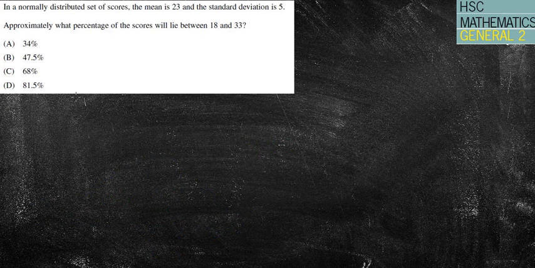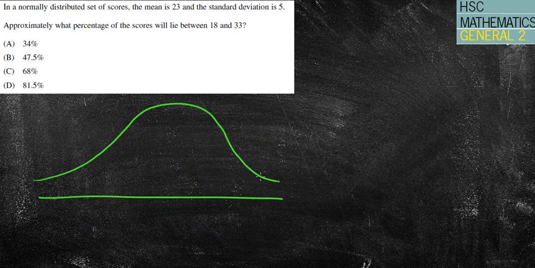Alright, the last one, maybe you should pause it and have a go yourself. In a normally distributed set of scores, I'm going to draw my bell curve. The mean is 23, and we have a standard deviation of 5. So 1 standard deviation, we're at 28. Now, it also mentions that we want between 33. So I'm going to keep on going up till I get 33. So add another 5, we get 33. There we go. I'm going to go down to -1. That's going to give me 18.